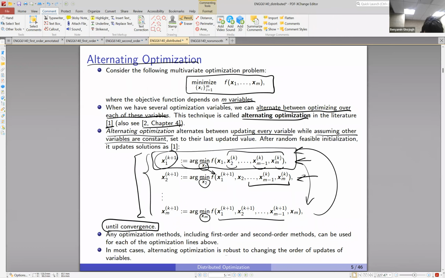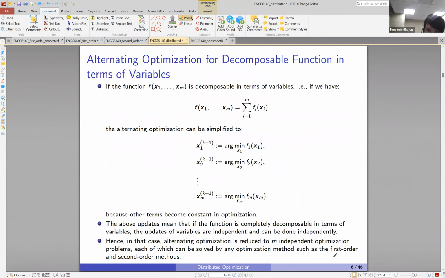By the way, it's usually robust to changing the order of updates. One might wonder, okay, we have an order, but it usually is robust to changes in the order of updates. Okay, now alternating optimization for decomposable functions in terms of variables. Assume we have this summation of f_i(x_i), so now f is a summation of the f_i's of x_i's, okay? We saw a similar thing in stochastic gradient descent. Do you remember? Okay, so then the alternating optimization is simplified to this.